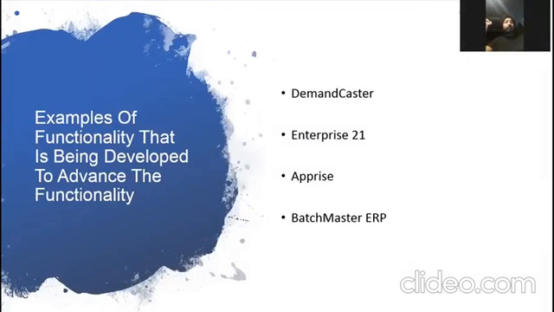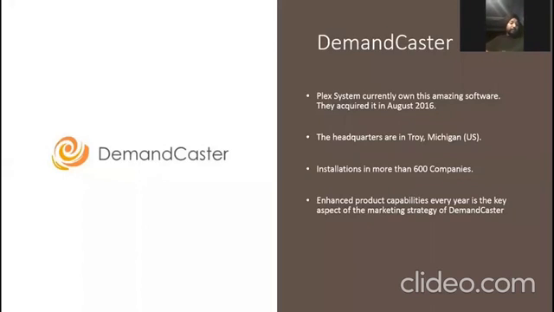Thank you, Jaswinder. So this is Amanpreet Singh. There are many different types of software available in the market for DRP planning. These are Demandcaster, Enterprise 21, Apprise, and Batchmaster ERP. But here specifically we are talking about Demandcaster in this presentation.